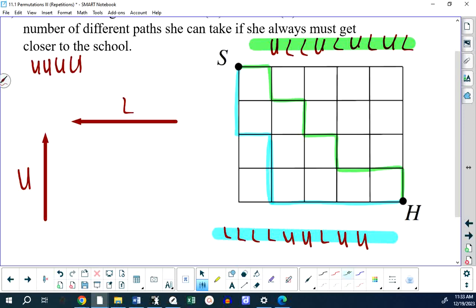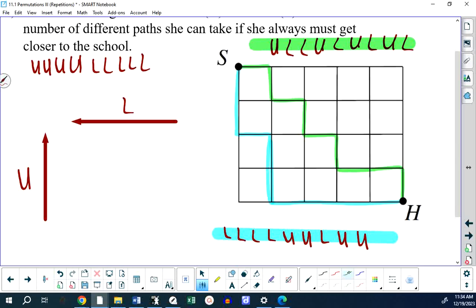And 1, 2, 3, 4, 5 lefts. And it doesn't matter, there we go. It doesn't matter what the order is. What matters is that no matter which path you take, you will be moving up 4 times and you will be moving left 5 times.